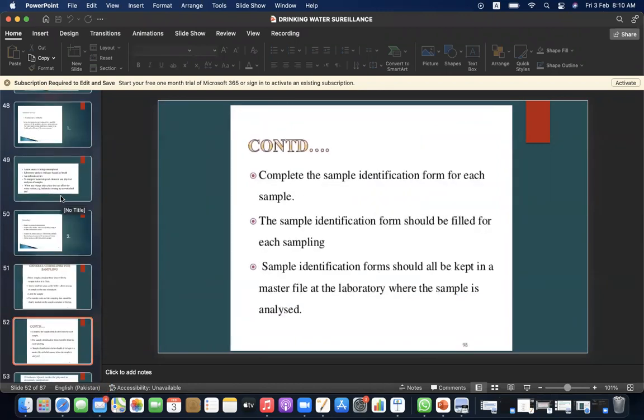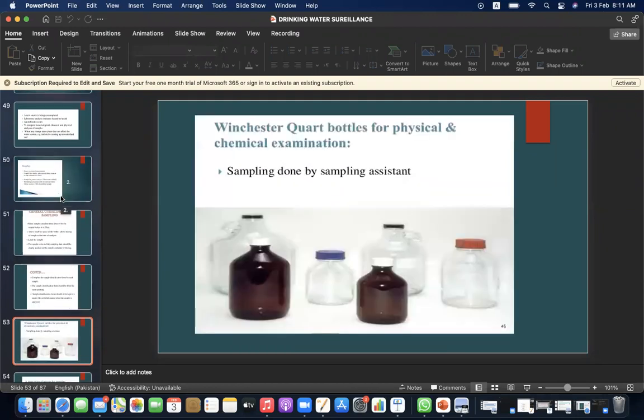tag. Complete the sample identification form for each sample. The sample identification forms should all be kept in a master file at the laboratory where the sample is analyzed.